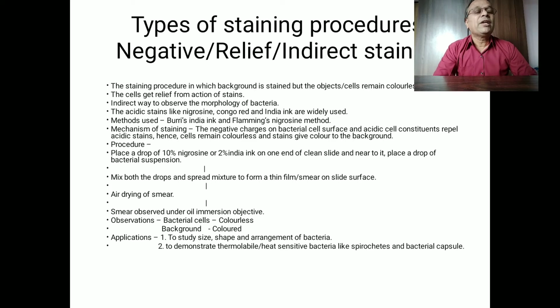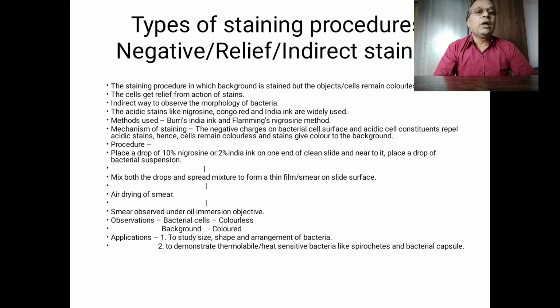Now what are the applications of this negative staining? Negative staining is helpful to study the size, shape and arrangement of bacteria. Shape means whether they are rods, cocci or spiral shaped organisms, and arrangement means whether they are present singly, or in a group of two, which we call a pair, or in a group of four, which we call a tetrad, or in a group of many, which we call clusters.